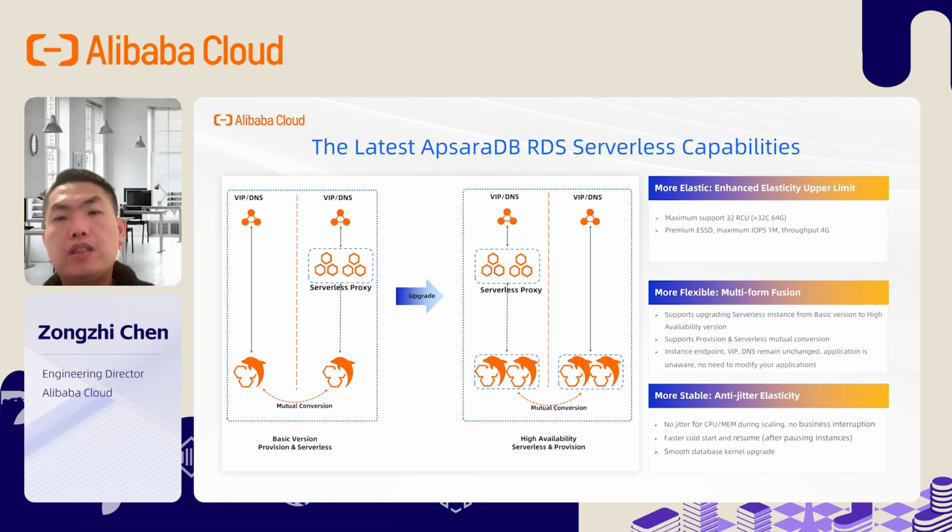It will have more flexible multi-form fusion, supporting upgrading a serverless instance from the basic version to the high availability version, and supporting provision and serverless mutual conversion. The instance endpoint, VIP, and DNS remain unchanged. The application is unaware, no need to modify your application. It is more stable, with no jitter for CPU and memory during scaling, no business interruption, fast cold startup and resume after pausing the instance, and smooth database kernel upgrade.